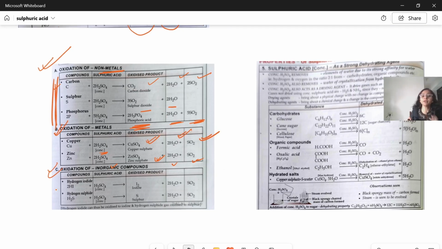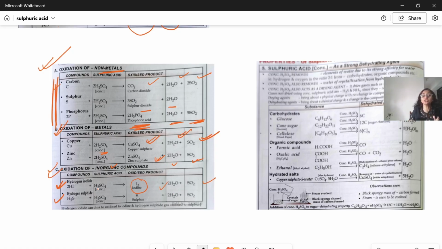Next is oxidation of inorganic compounds like hydrogen iodide, which is a compound, and hydrogen sulfide, which is also a compound. How do they react? How do they get oxidized? By the way, what does oxidation mean? Addition of oxygen or removal of hydrogen is oxidation. So here, for HI, hydrogen iodide, in the oxidation, see, hydrogen is removed. So HI plus sulfuric acid, we get iodine, water and sulfur dioxide.